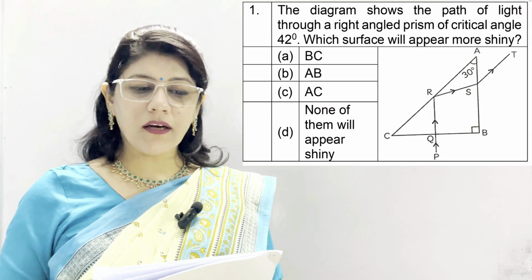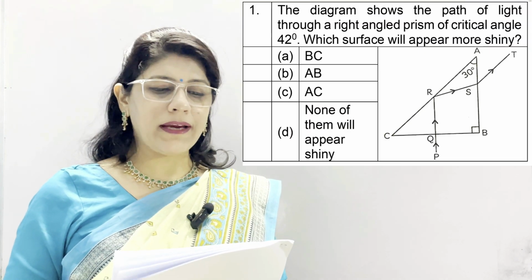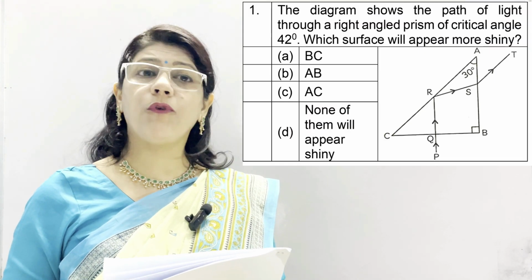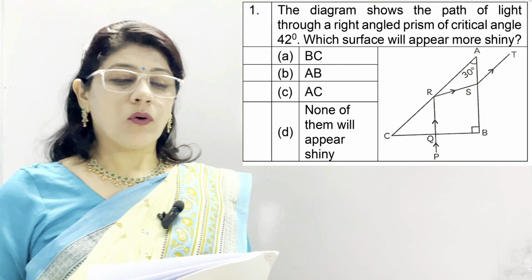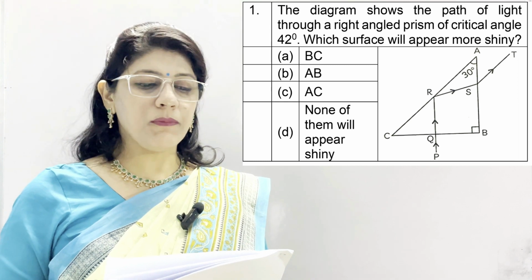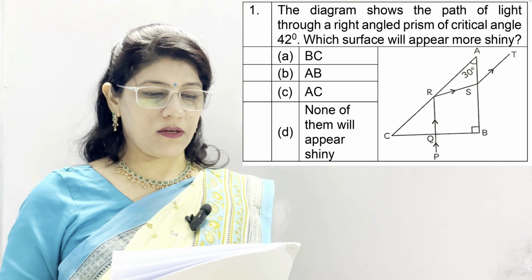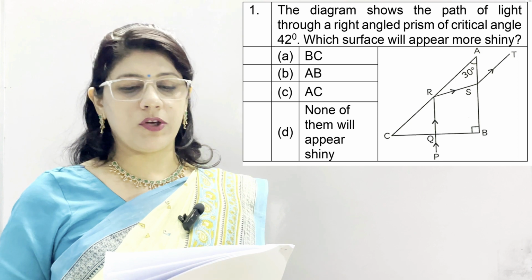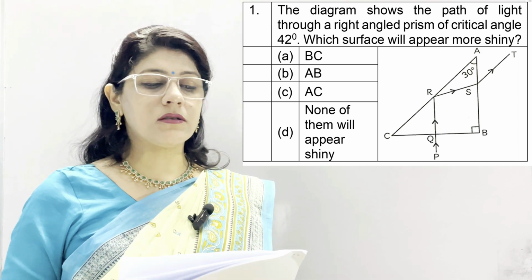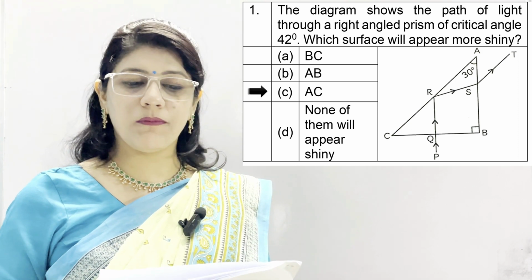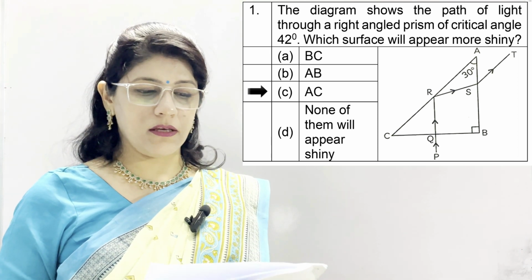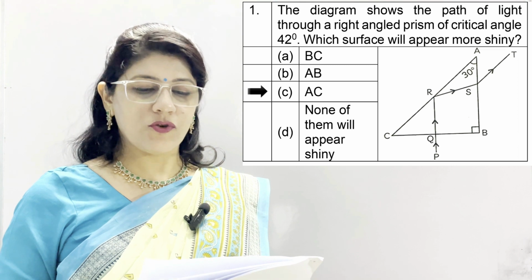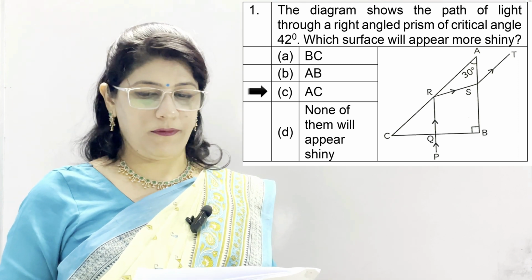Now coming to question number 1 from unit Light, the diagram shows the path of light through a right angled prism of critical angle 42 degree. Which surface will appear more shiny? Option A is surface BC, B is AB and C is AC surface, and D is none of them will appear shiny, and the correct answer is surface AC, which is option number C, because TIR is occurring at this side AC, which is the hypotenuse of this triangle. So AC will appear shiny.